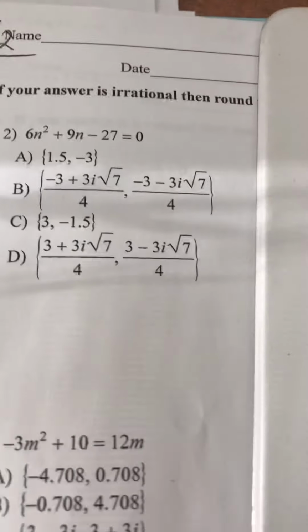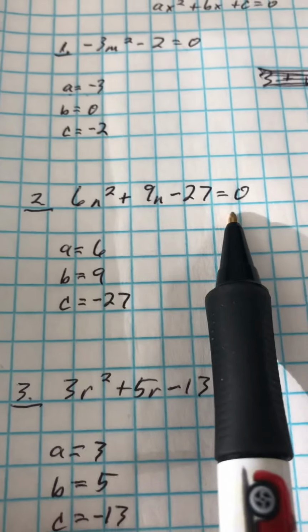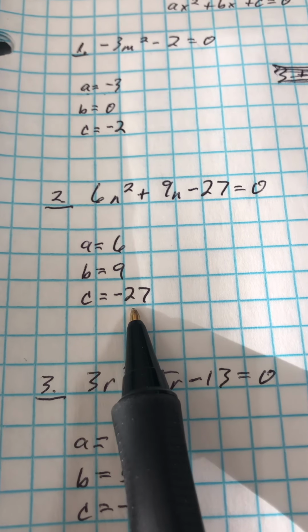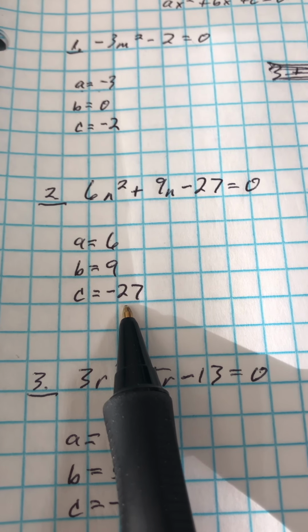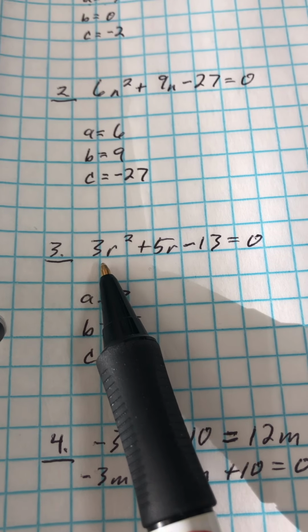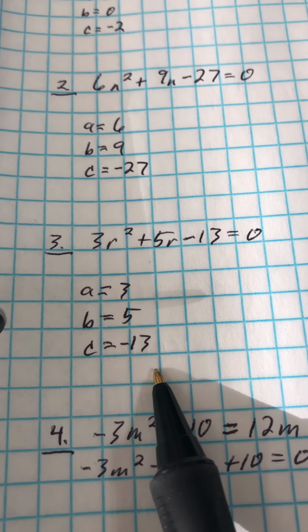Okay, so let me get you started on number 2 with this equation. I have this equation, I just rewrote it here. And so your A is 6, your B is 9, and your C is negative 27. Let me get you started with number 3. Your A is 3, your B is 5, and your C is negative 13.